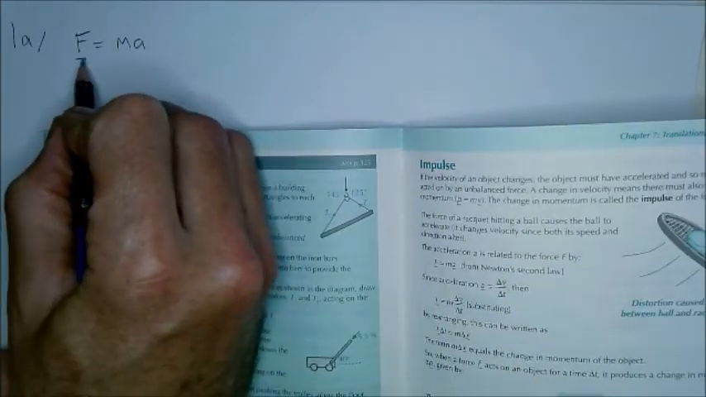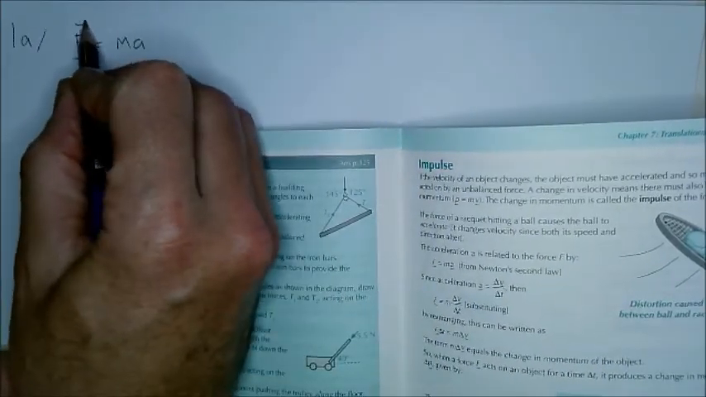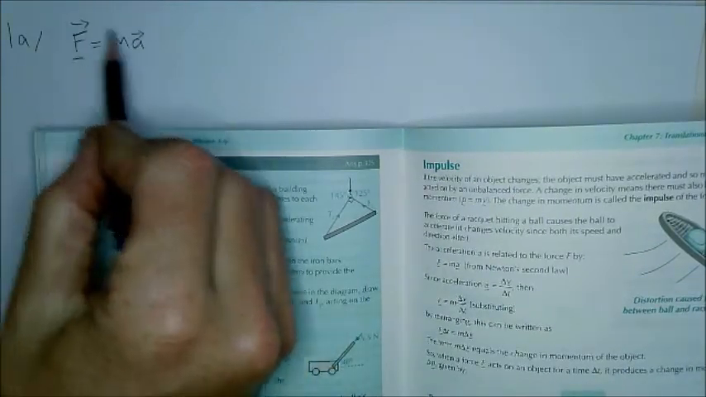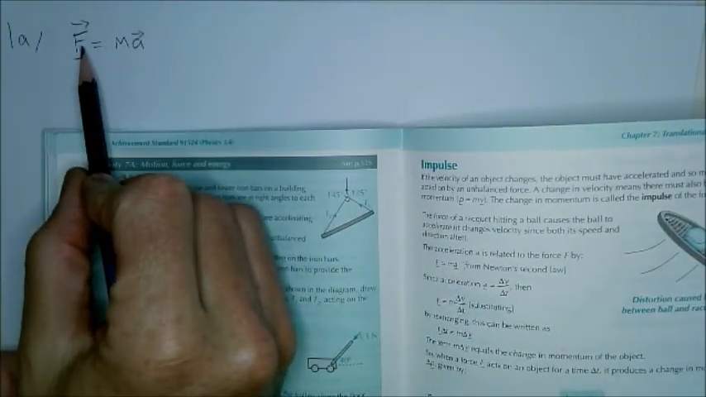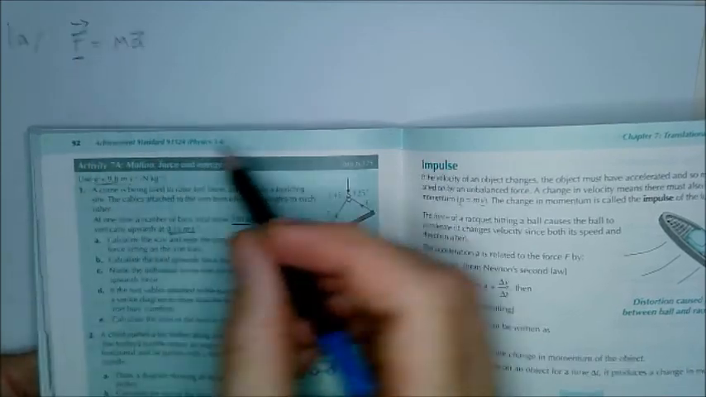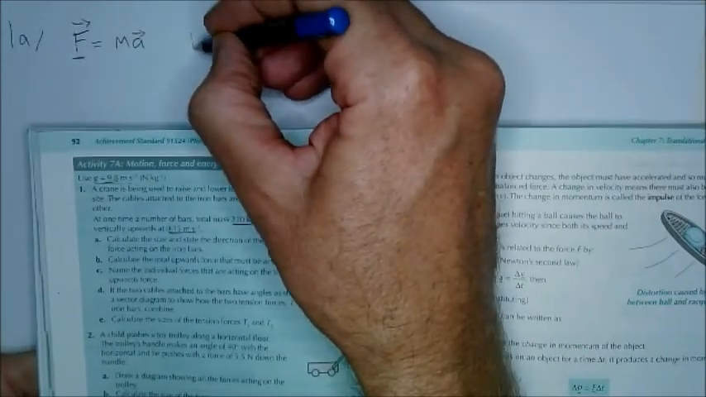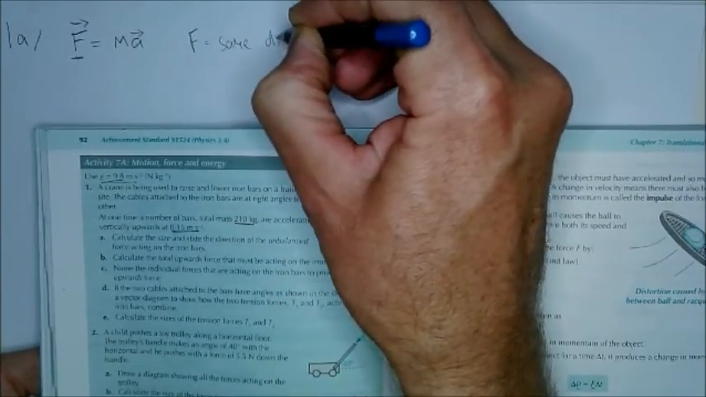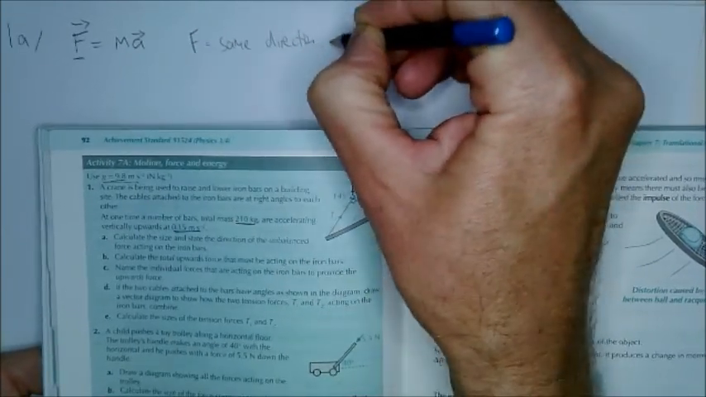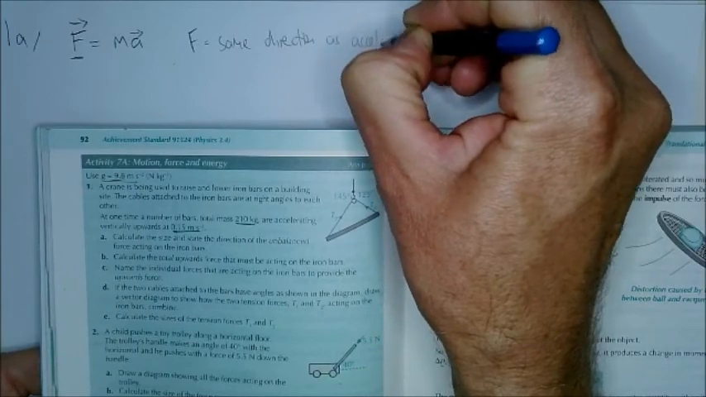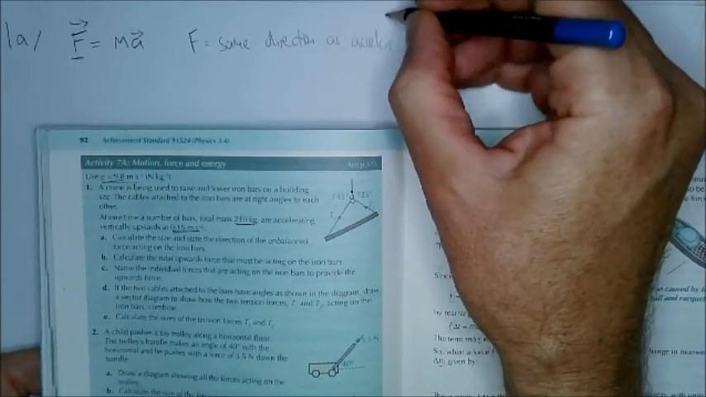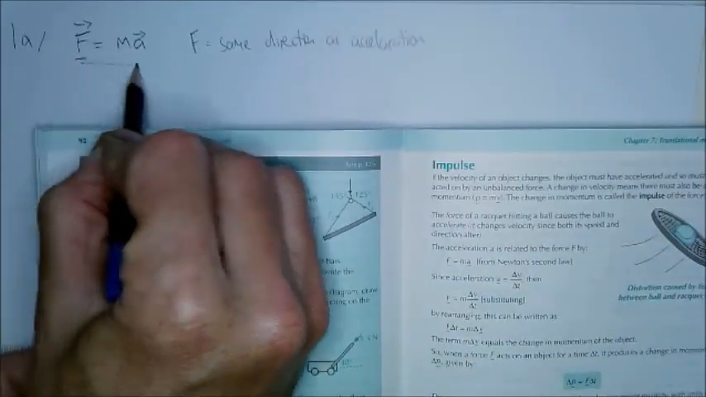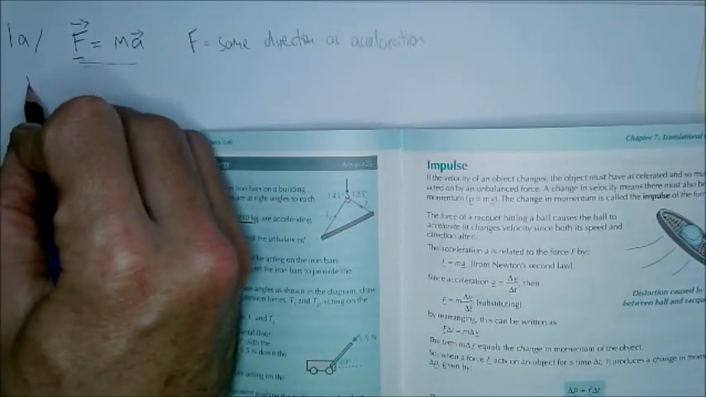Now F is a vector and so is a, the acceleration. So in this equation, they're the only two vectors. That means that the force and the acceleration must be in the same direction. Same direction as the acceleration, and the mass, and the size of the force can be found using the equation.